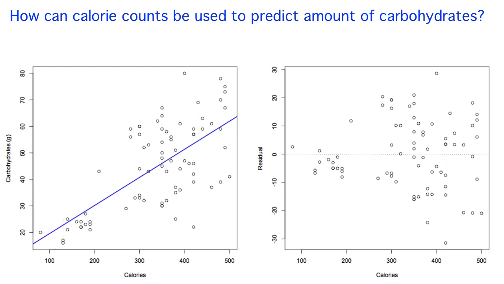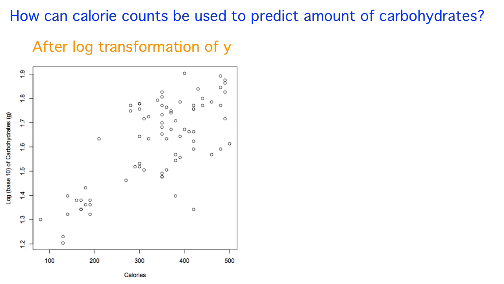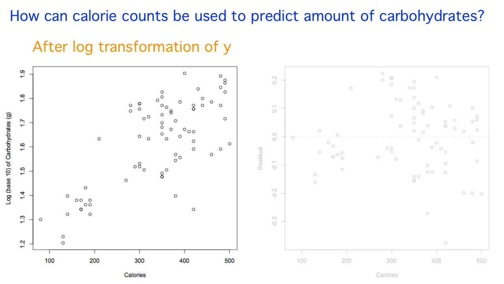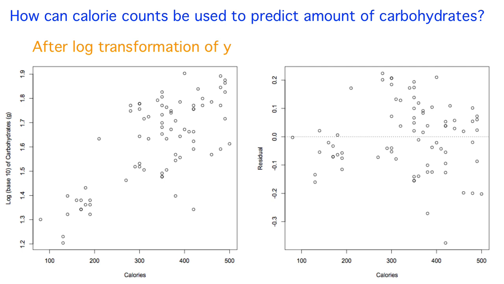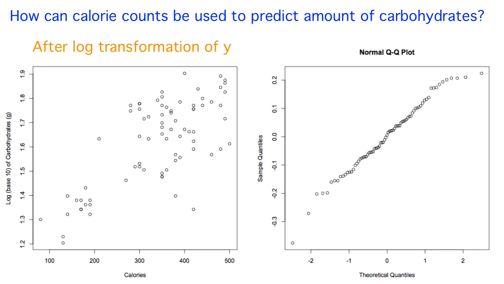Now let's look at what happens when we take a base 10 log transformation of the response variable. There's still lots of scatter, but the variability or spread in the y seems closer to the same for all values of x. The residual plot looks mostly like random scatter, except for a few unusual points with large negative residuals. We'll come back to those. And the normal quantile plot looks close to straight, so we should feel comfortable using our inferential procedures here. Although it may also be worth investigating whether those unusual points are influential.